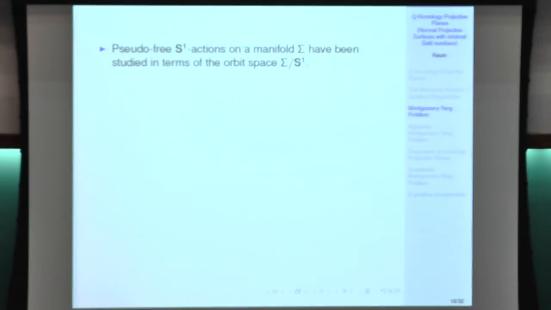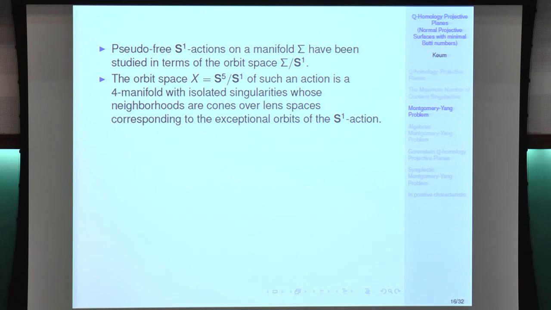So here's a brief explanation. Pseudo-free circle actions on a manifold have been studied in terms of the orbit space. The orbit space of such an action is a 4-manifold with isolated singularities whose neighborhoods are cones over lens spaces corresponding to the exceptional orbits of the S1 action. So each exceptional orbit gives one isolated singularity. This is a cyclic quotient singularity.